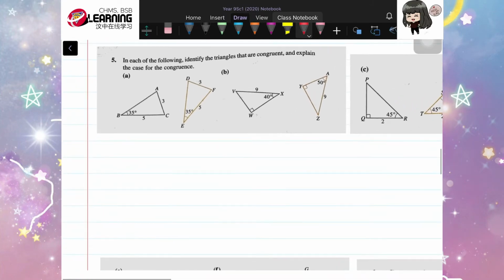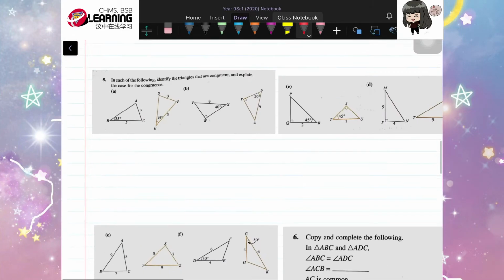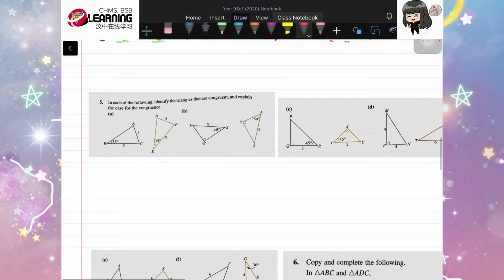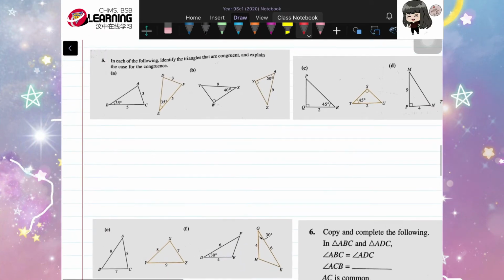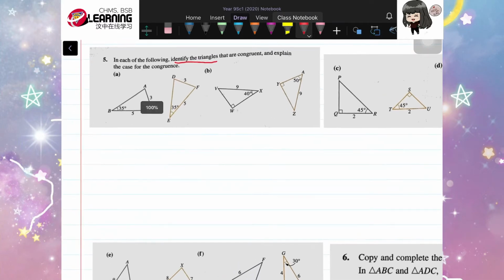Okay, let's look at number 5. Okay, let's do this together. Number 5, we're going to do all these questions together. Okay, so question number 5. In each of the following, you are going to draw this, copy all the questions also in your notebook. So identify the triangles that are congruent and explain the case of the congruence. So they ask you to identify the triangles that are congruent.